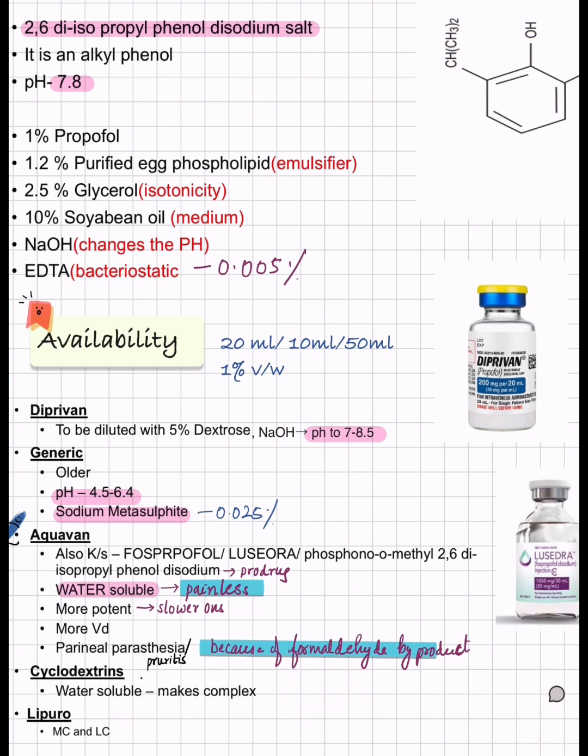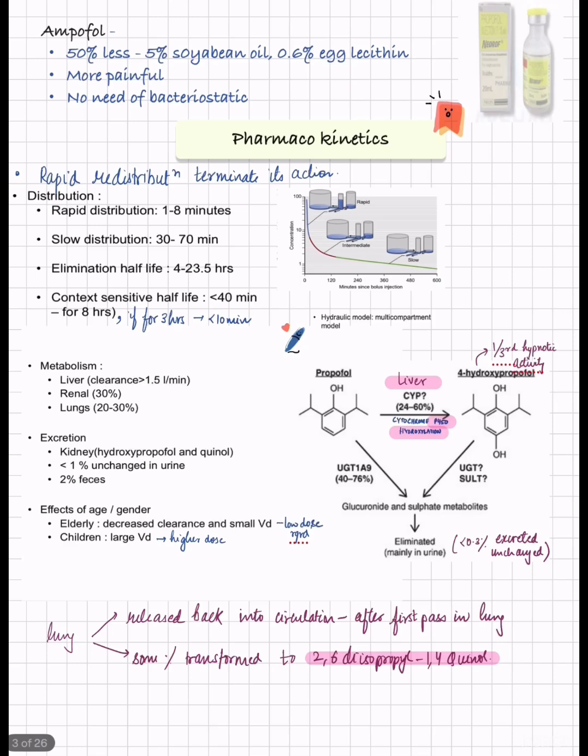Coming to Lipuro, propofol earlier had only long chains. Now in Lipuro, we have mixed both long chain and medium chain, which decreases the pain on injection. Coming to Ampofol. Ampofol has everything 50% less. As you remember, propofol had 10% soybean, so it has 5% of soybean oil. Propofol has 1.2, it has 0.6% of egg lecithin. It makes it more painful. There is no need of bacteriostatic agent.